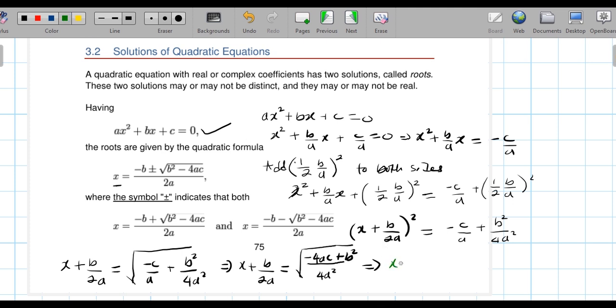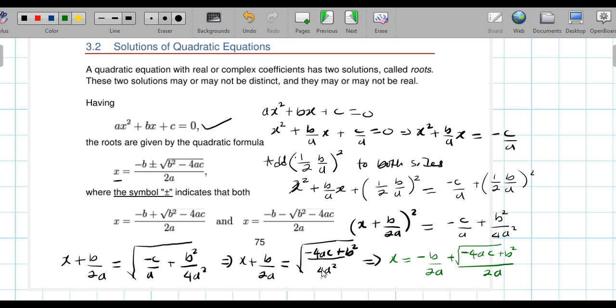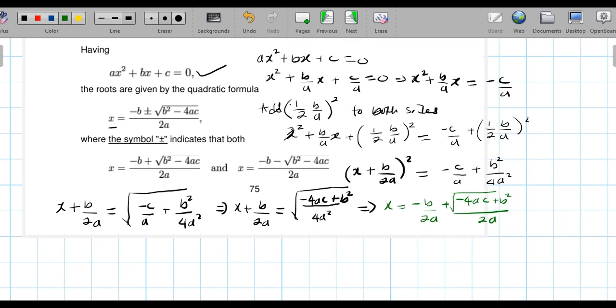So here we are going to have x equal to minus b over 2a, plus or minus, since we have 4a squared here, we can actually find the square root, which leaves us with the square root of minus 4ac plus b squared, divided by 2a. This is getting more interesting. Since it is the same denominator, x is going to be equal to minus b plus the square root of b squared minus 4ac, all divided by 2a.